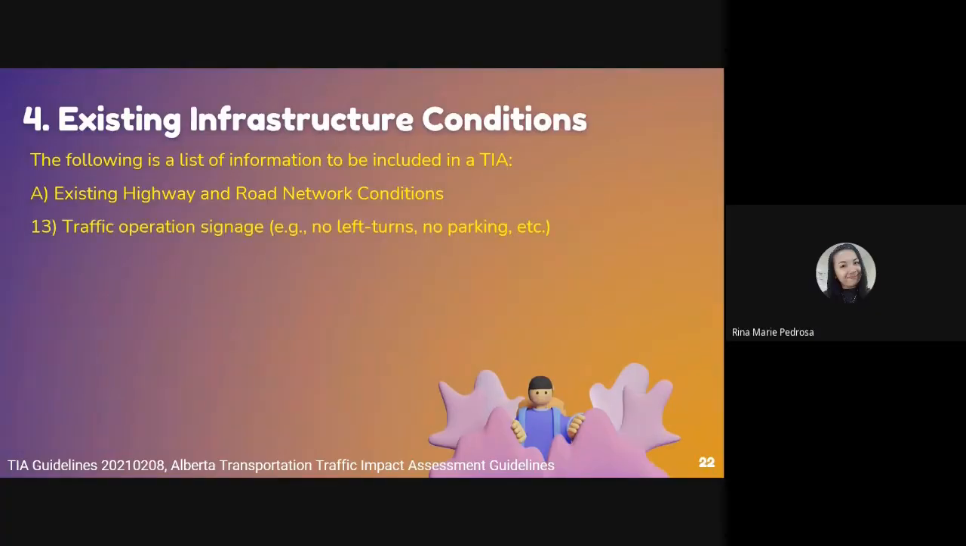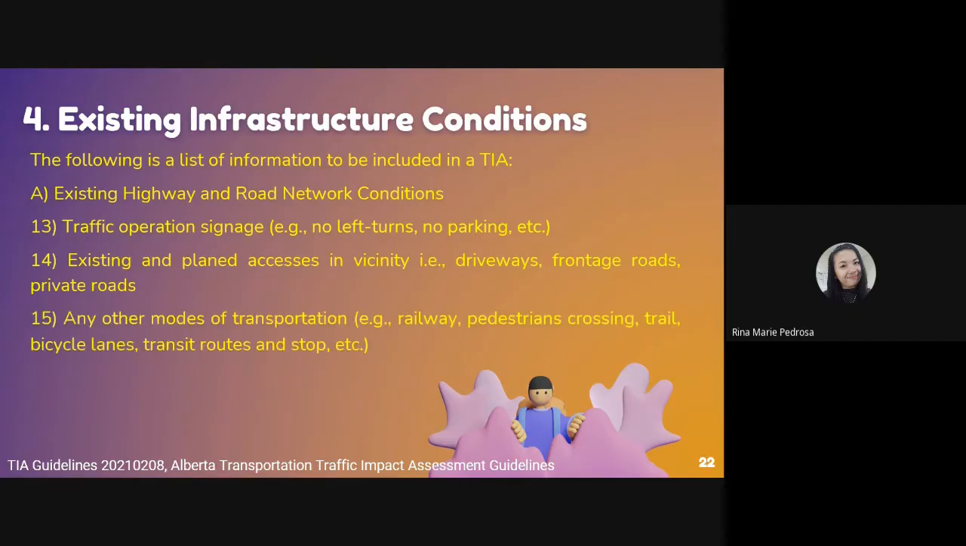Number 13, it should also have traffic operation signages, for example, no left turns, no parking, etc. Number 14, existing and planned accesses in the vicinity, that is, driveways, frontage roads, private roads. 15, any other modes of transportation, for example, railway, pedestrian crossing, trail, bicycle lanes, transit routes, and stops. And lastly, any existing operational issues and apparent collision issues in the existing highway and road network conditions.